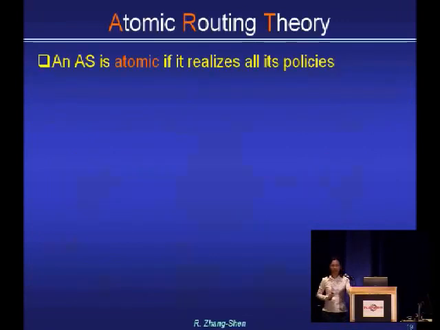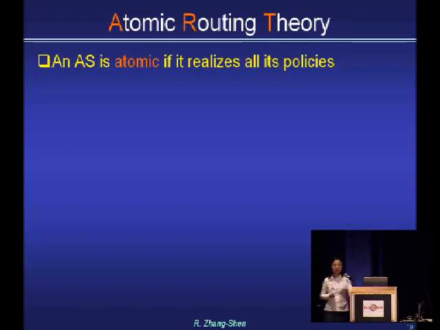Okay, so let's show the examples of how atomic BGP looks like. So now let's just talk a little bit more about the theory. The name atomic comes from our definition that an AS is atomic if it realizes all its policies. When it does this, then we can look at it as a single node, like a policy atom. So that's what atomic means.